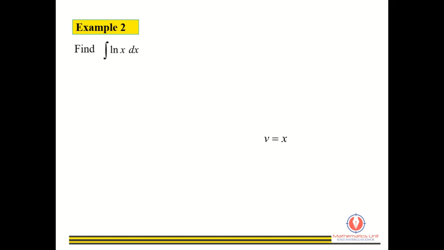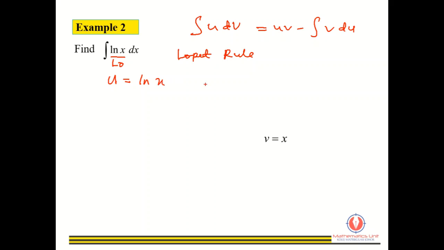Okay, we look at the second example. Find the integration of ln x with respect to x by using integration by parts. Before we start, we look at the formula: u dv equals uv minus v du. We can determine u by using the LIATE rule. For this one, this is a log. We can choose u as ln x and dv equals dx.